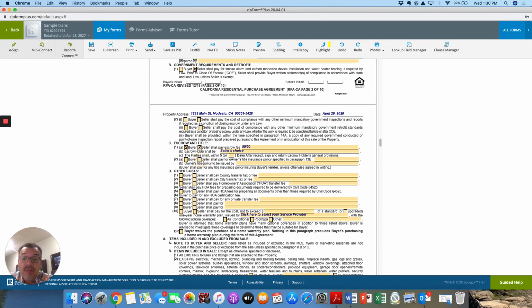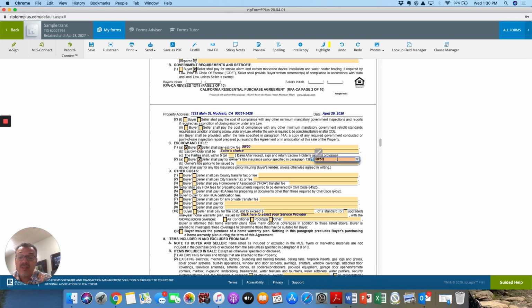Seller typically pays for the owner's policy of title insurance. That's true in all of Stanislaus County other than Turlock. In Turlock, the buyer and seller split it. And so here's where you would put, again, if it's being split, 50-50. If not, then you just leave it with the seller paying it all.